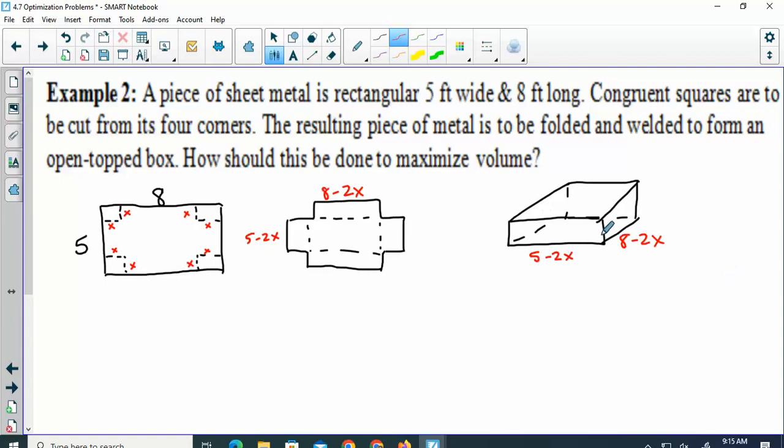Okay, volume is length times width times height. I make my fold right here, so the height ends up being this. What's that measure? X. So my volume is x times 5 minus 2x times 8 minus 2x.